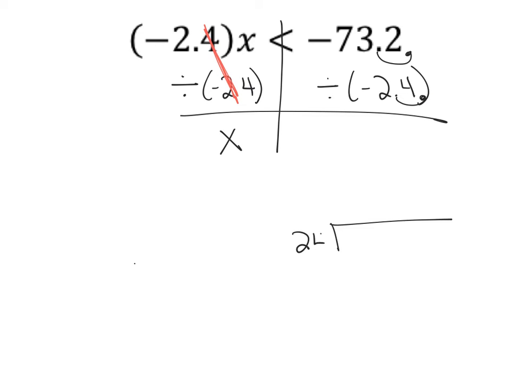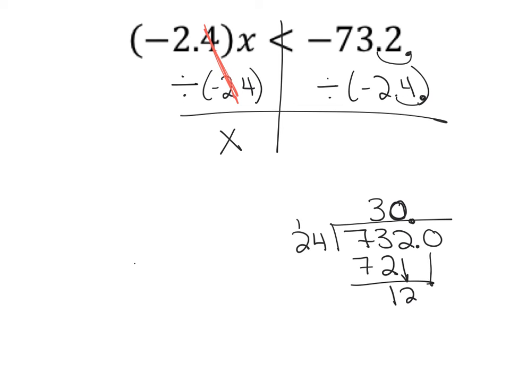So now I have 24, and 732. So 24 cannot go into 7, but it can go into 73. It can go in there 3 times. 3 times 4 is 12. 3 times 2 is 6, plus that 1 is 7. So I have 1 left over. Bring down the 2. 24 cannot go into 12, so we're going to put a 0 placeholder. Bring the decimal up, add a 0, bring it down. 24 will go into 120 5 times. 5 times 4 is going to give me 20. 5 times 2 is 10, plus the 2 is 12, so we have 120.